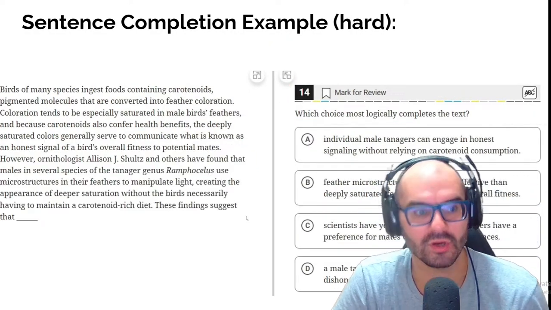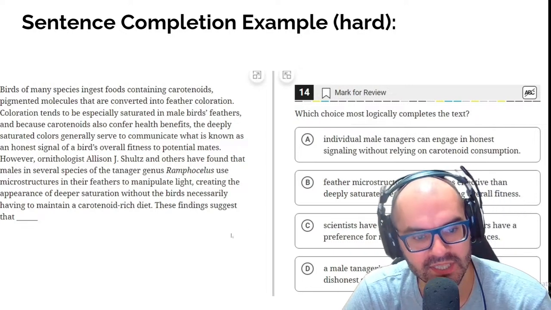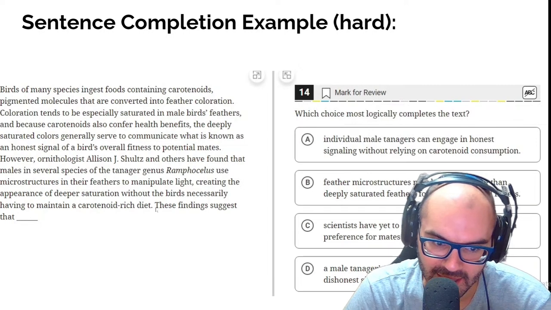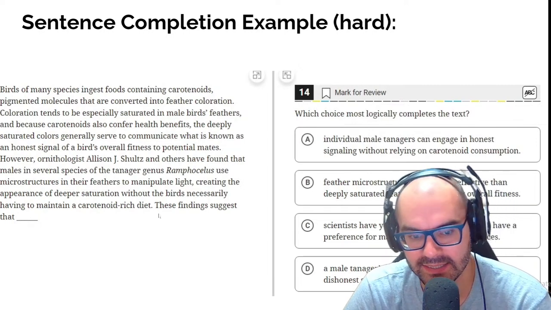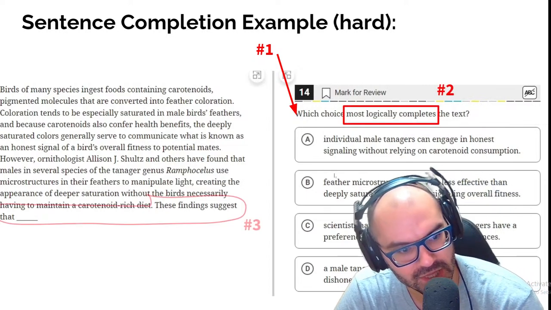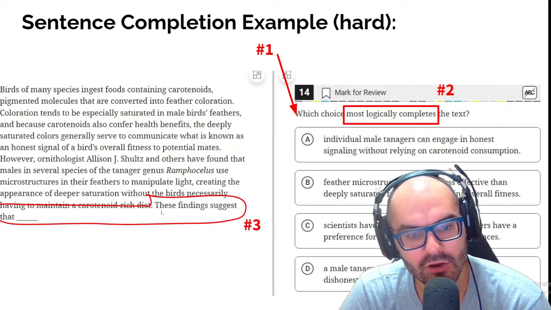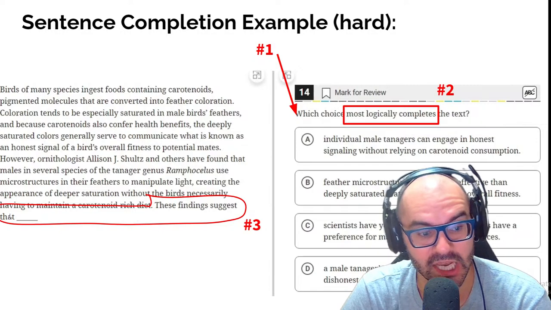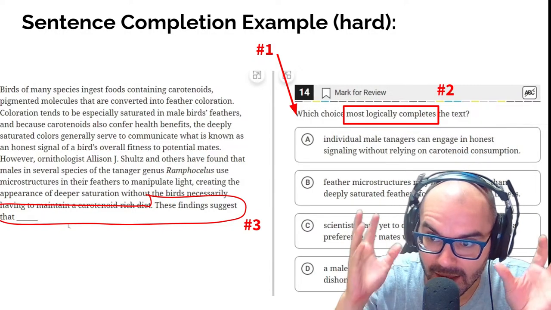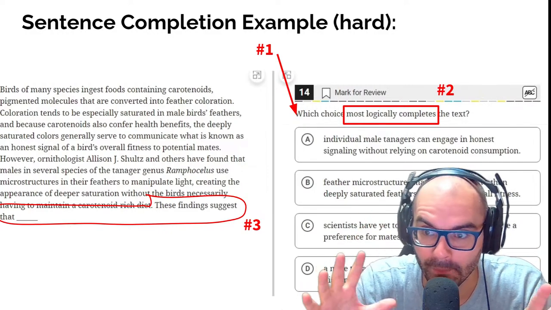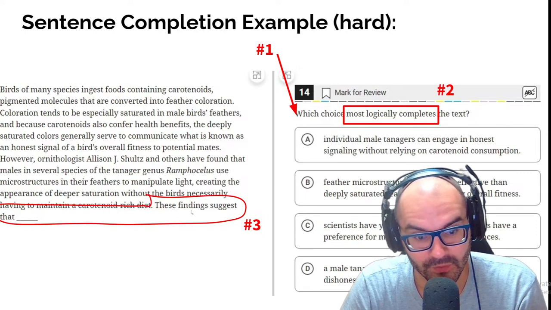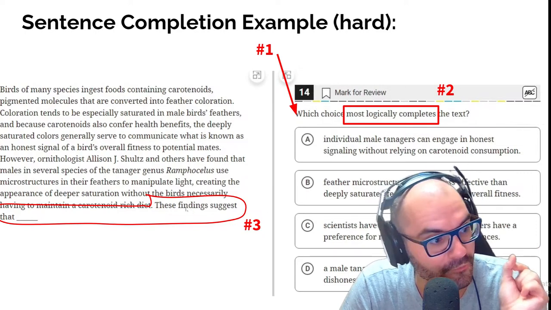Let's take a look at a harder example where we have more text to process. Notice the difference with the way that this blank is set up. So again, I still look at my question. I see "most logically completes." And then I look at that blank and notice that here it says "these findings suggest that." So now I'm not just trying to complete the last sentence. I'm trying to sum up this whole paragraph because I need to know what the findings are, right? These findings. So I'm going to look for that.